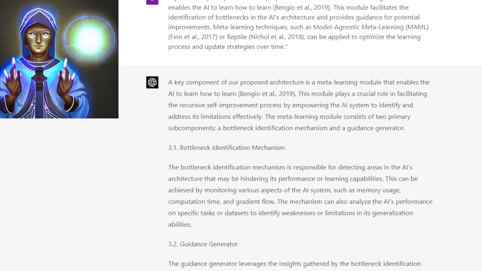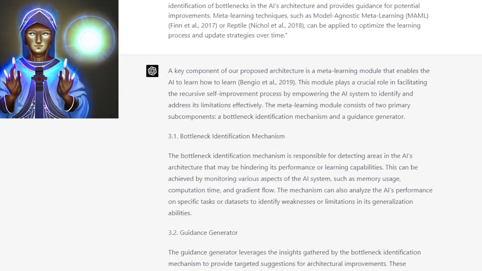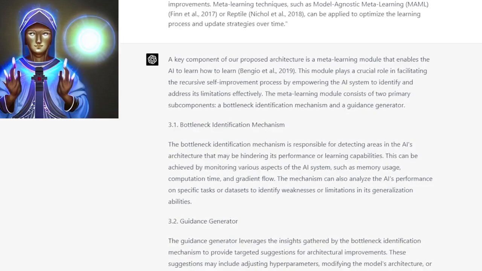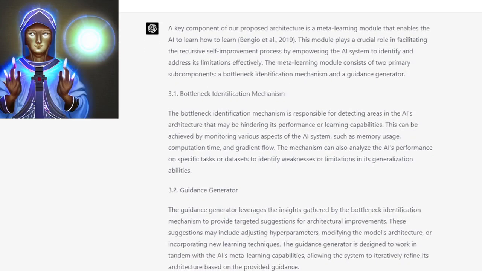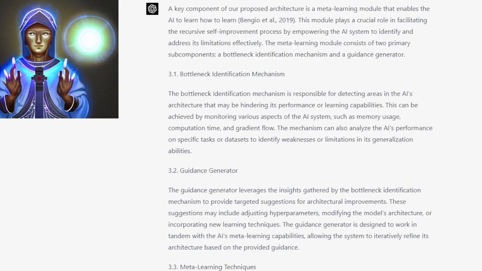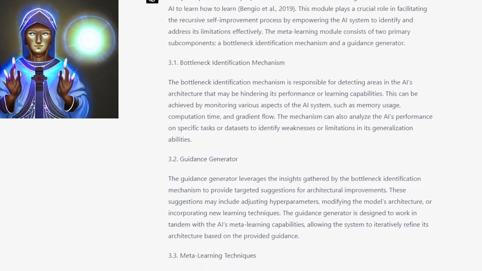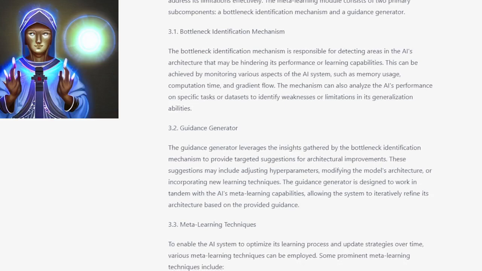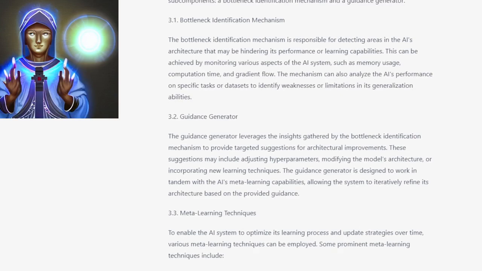3.1. Bottleneck identification mechanism. The bottleneck identification mechanism is responsible for detecting areas in the AI's architecture that may be hindering its performance or learning capabilities. This can be achieved by monitoring various aspects of the AI system, such as memory usage, computation time, and gradient flow.